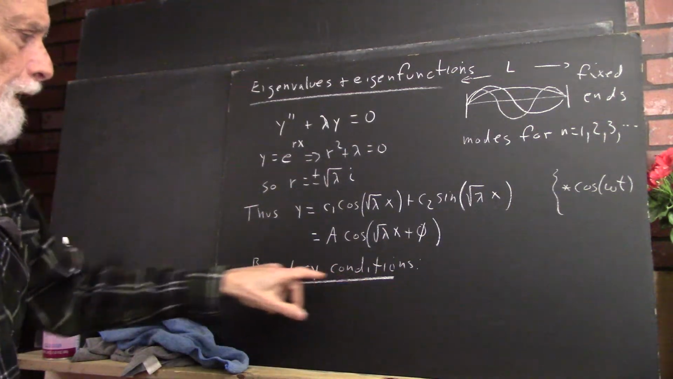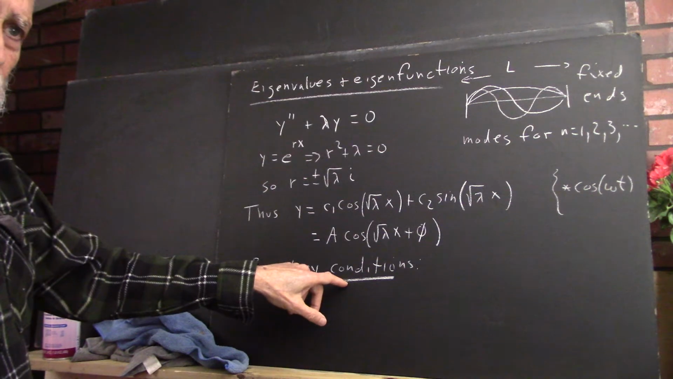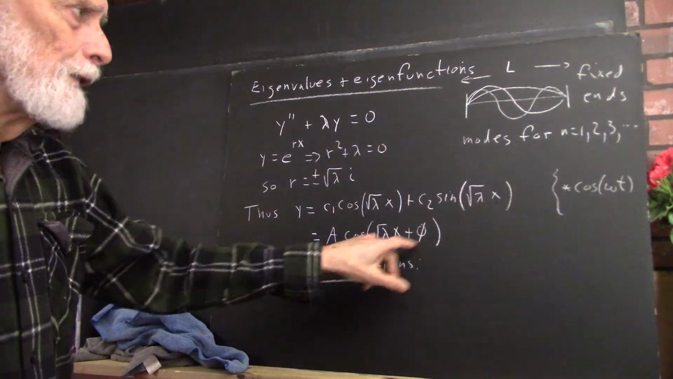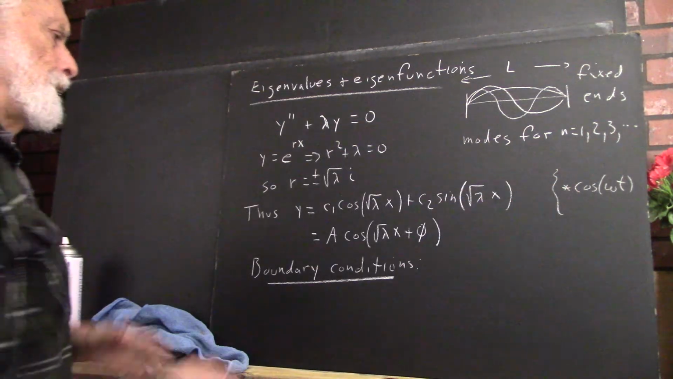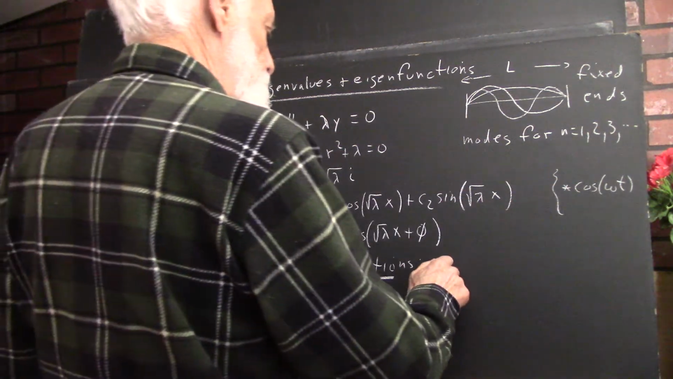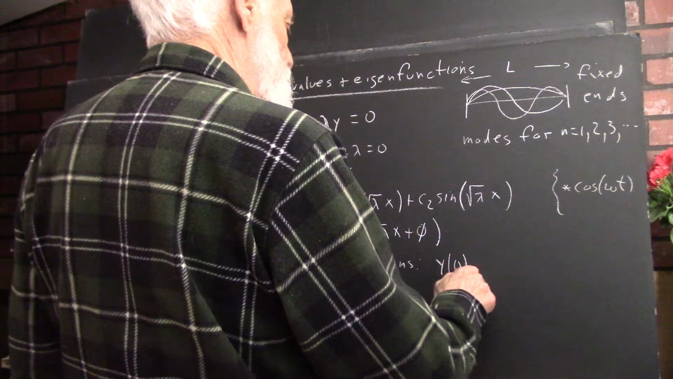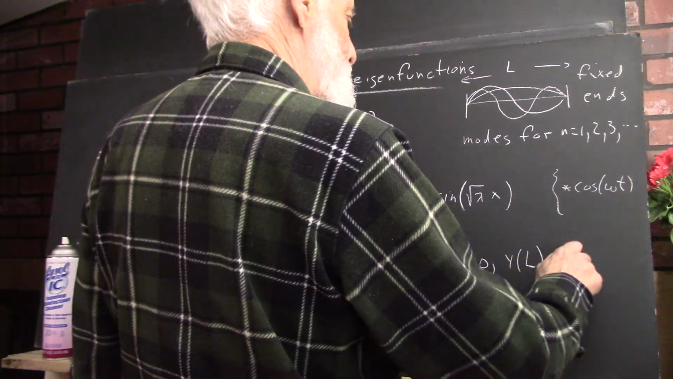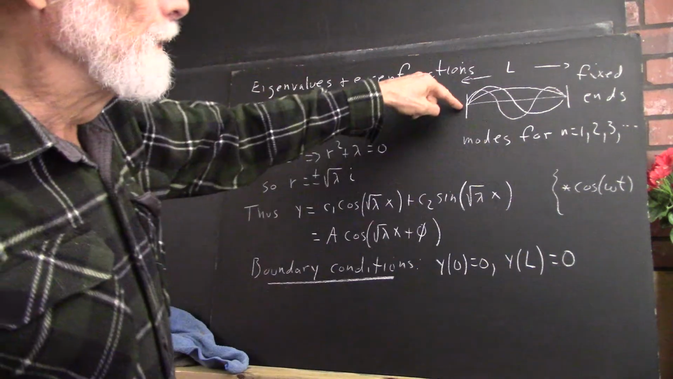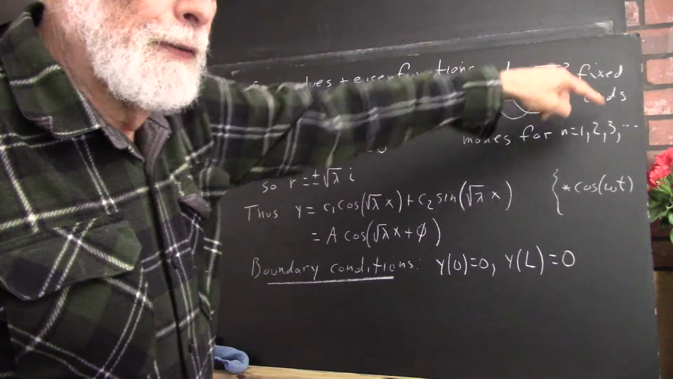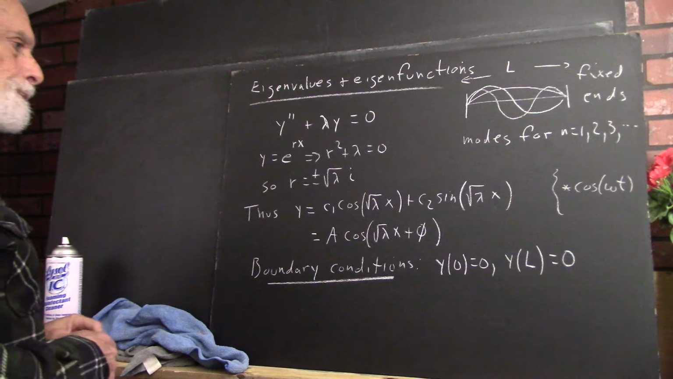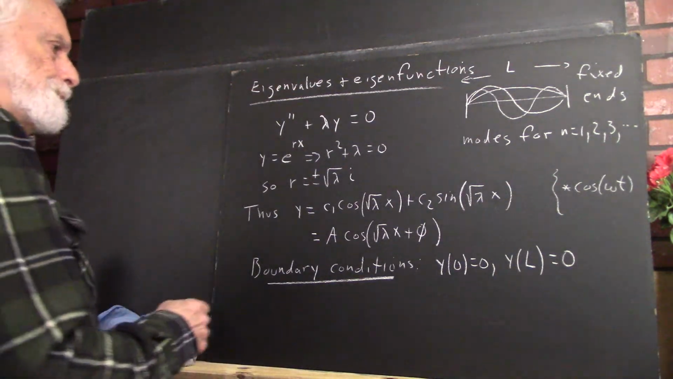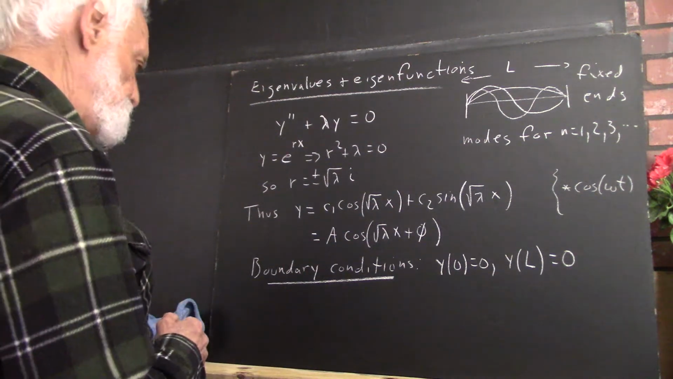Okay, so we have, in any case, boundary conditions. Now I can write my boundary conditions since I've got this in terms of x and not in terms of t. Okay, boundary conditions are no displacement here, no displacement here, because your ends are fixed.